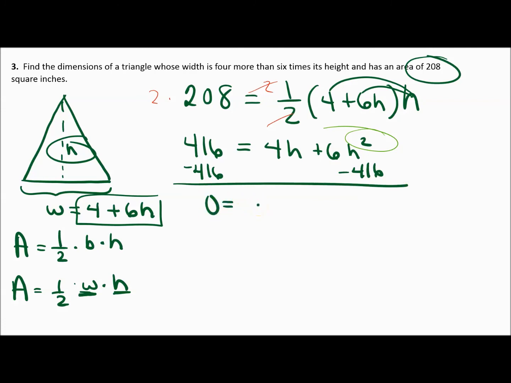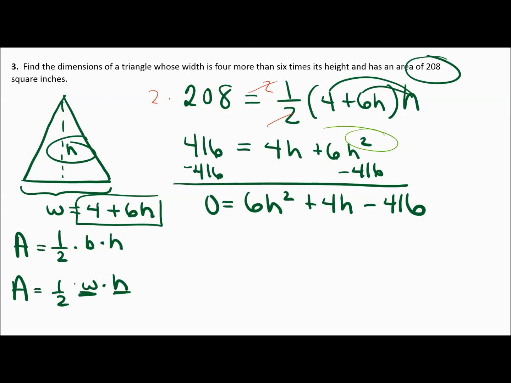Now, here's another thing. It'd help a lot if this was written in order. So I have 6h squared plus 4h minus 416. So this is in descending order, which makes it much easier to factor. Now, does this factor? Okay, I'm going to change my pen to smaller so I can fit it all on here. You have options here. A lot of you don't like to factor with these really big numbers, and it's probably something to contend with. If you want to, we can just go ahead and use the quadratic formula.